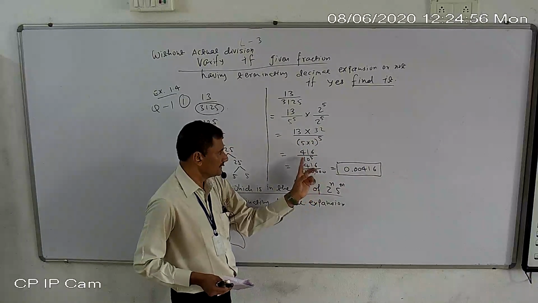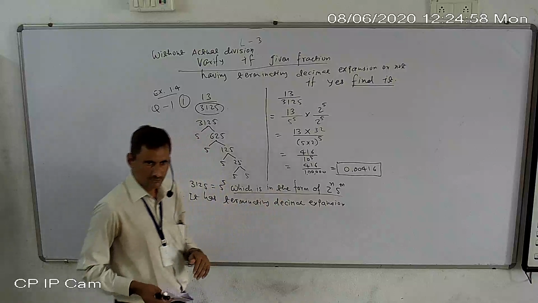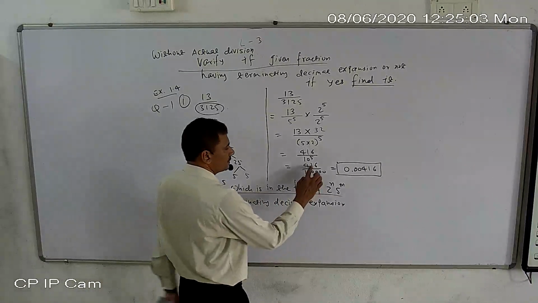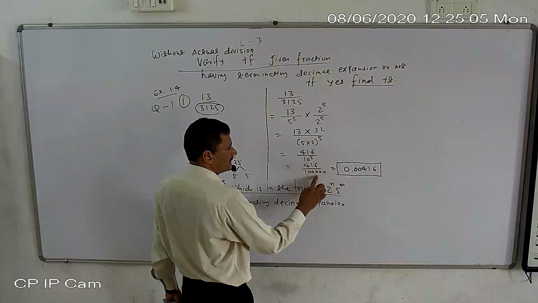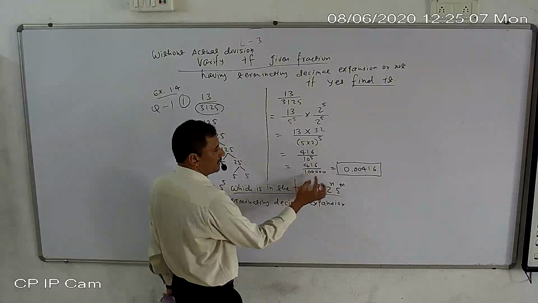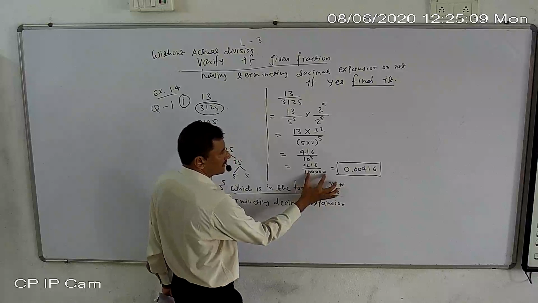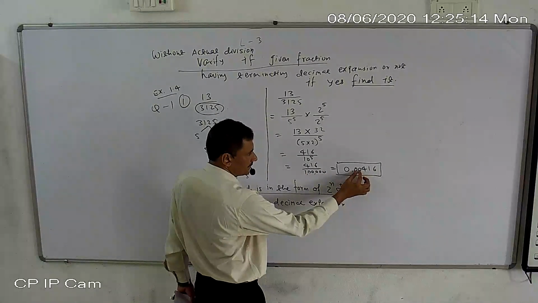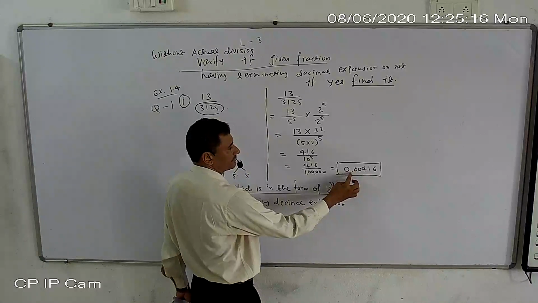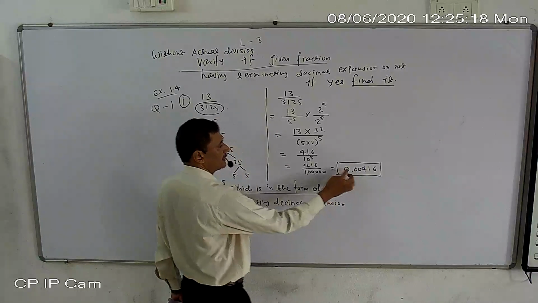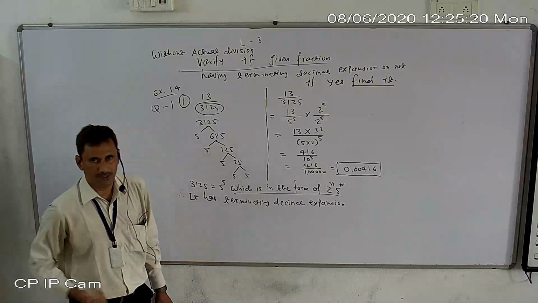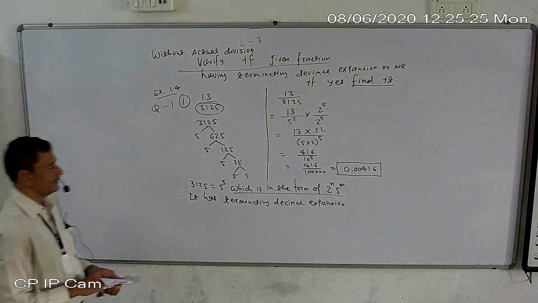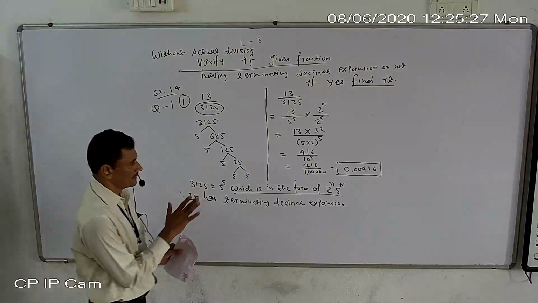10 raised to 5 means 5 zeros after 1, 5 zeros after 1, not 10. So the decimal form of this number is nothing but having 5 digits after the point. So I place extra 0s here, then place the point here. And if nothing is there, then write 0 in the integer part. So this is our basic sum. I hope you understand it well.